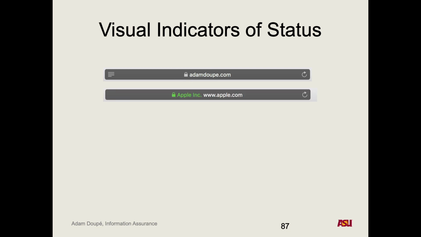But if you go to something like apple.com, you can see a different indicator where it's a green lock that's nice and colorful, and says Apple Inc. And this is the extended validation. So Apple went through the process with a company to verify their identity and have it show up here.